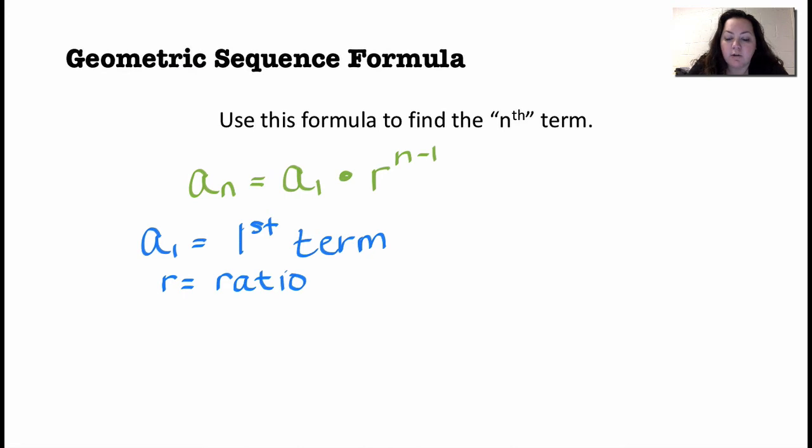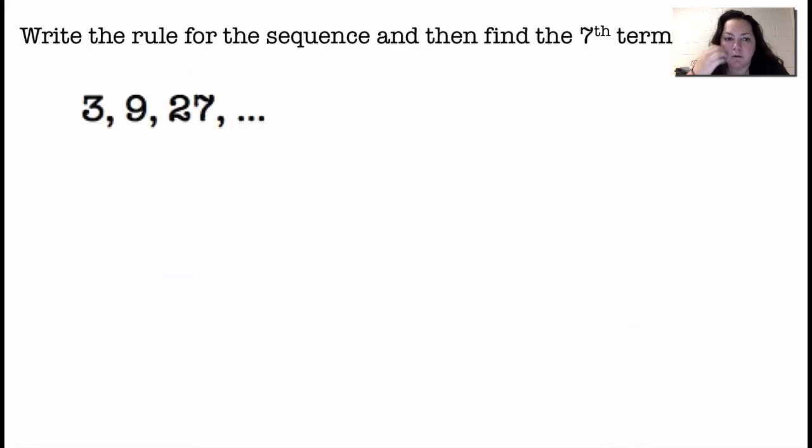Okay, and then in your calculator, to raise your ratio to an exponent, you're going to have a button that looks like x to the y, or a little caret, or y to the x. Okay, and you would press, I'll talk about it in the next problem actually.